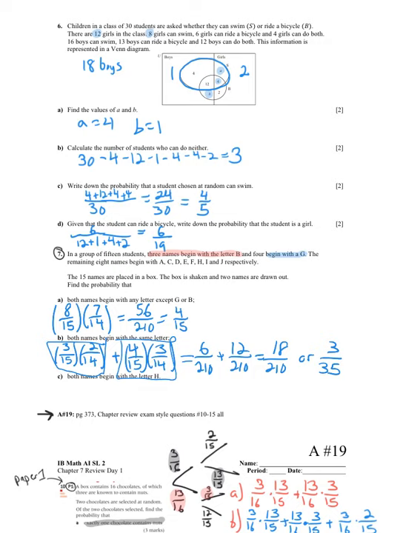And then the last one says, both names begin with the letter H. This one, the probability of getting an H twice is 0. There's only one student with the letter H. All right, so only one student with the name starts with the letter H. So that's all you'd have to say for part C there.